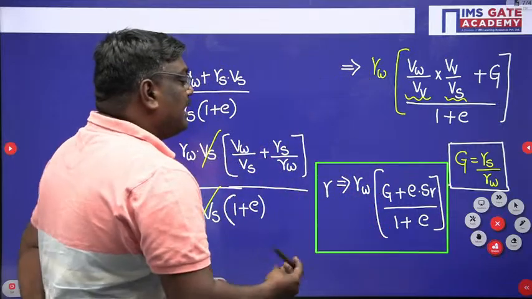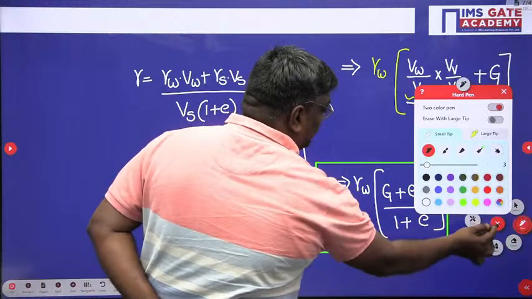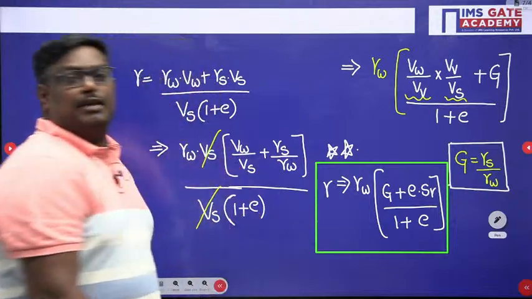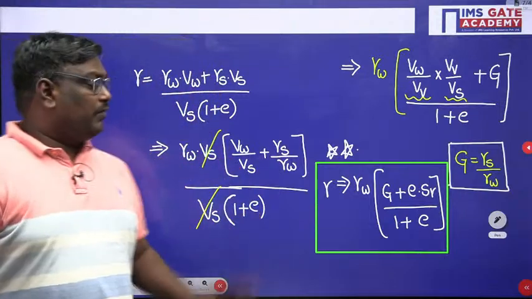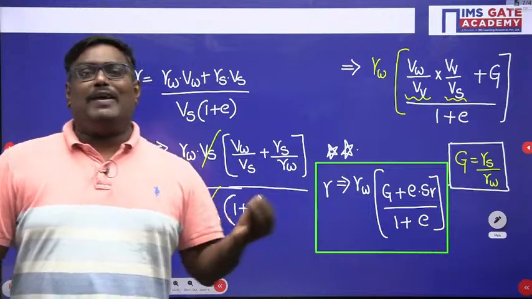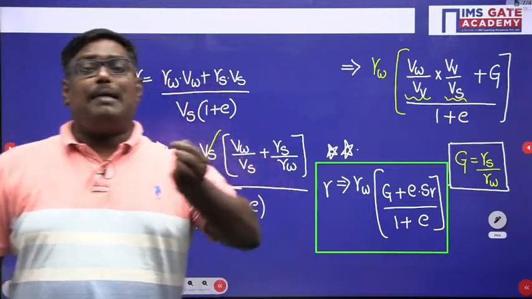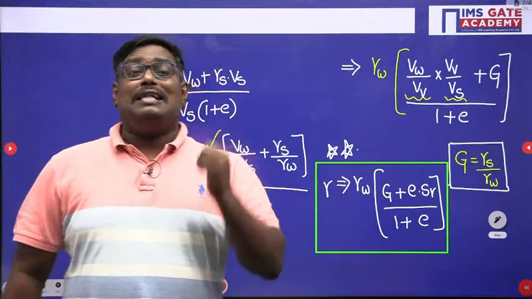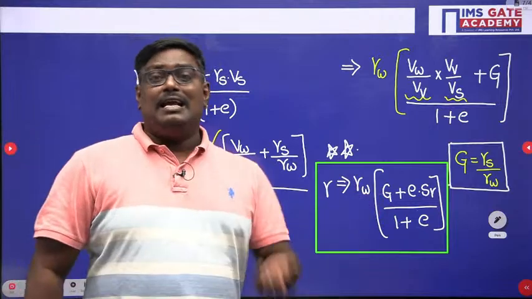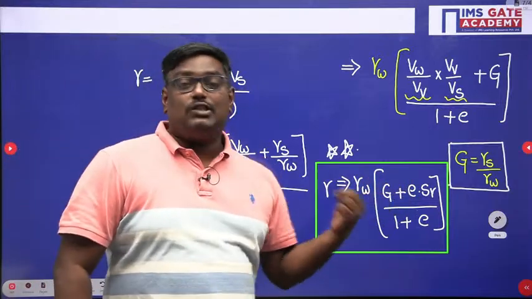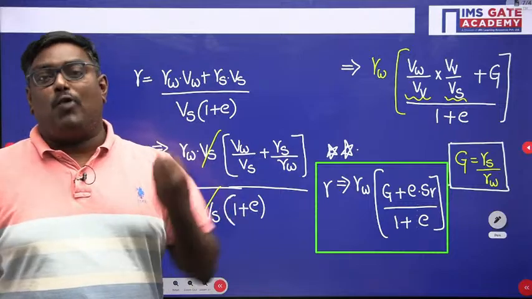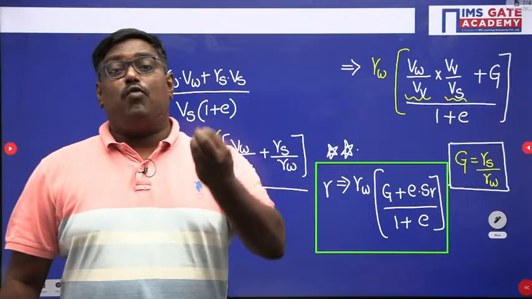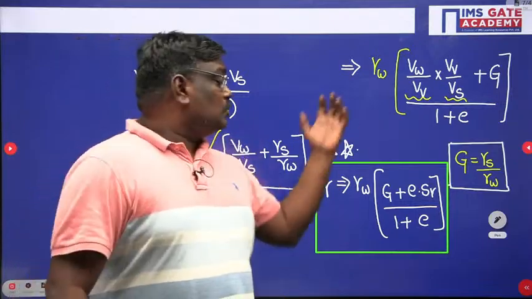Okay. Now, my dear students, this is another important formula I would like to tell you. Agree or not? Very good, Rocky. So please write down this equation. Gamma is equal to gamma W into G plus e Sr upon 1 plus e. Here what is gamma? It is nothing but the bulk unit weight. And what is G? It is the true specific gravity. e is the void ratio, which is the ratio of volume of voids to the volume of solids. And degree of saturation is the volume of water upon volume of voids. So this is the relation.